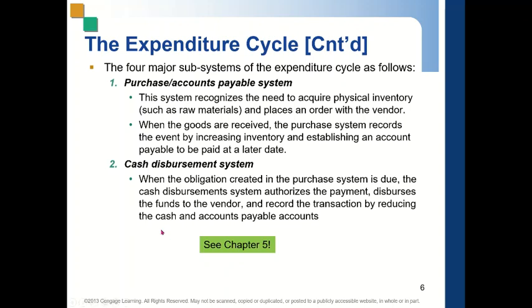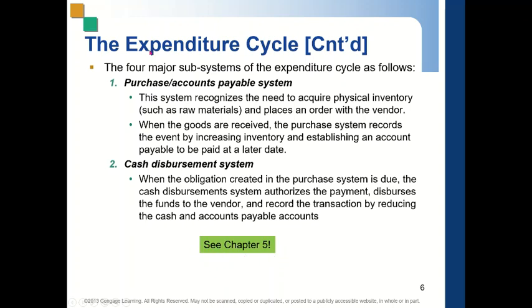So it means now that our levels of cash go down, but also so do our accounts payable. Remember, this went up when we received inventory, and we said, okay, we'll pay for these at a later date. And now that later date has arrived, we need to reflect the fact that we are in fact paying for that item. So these two subsystems will be covered extensively in Chapter 5.